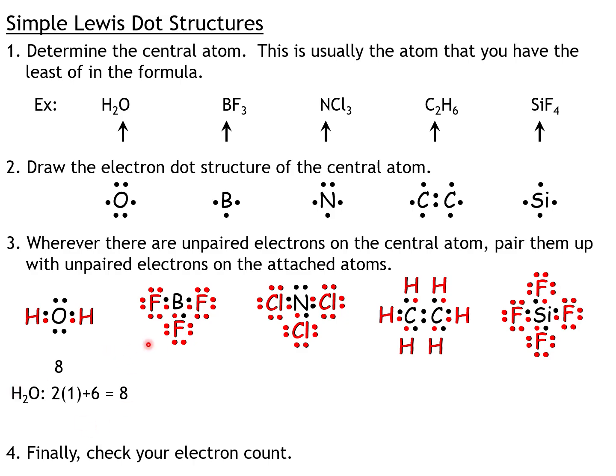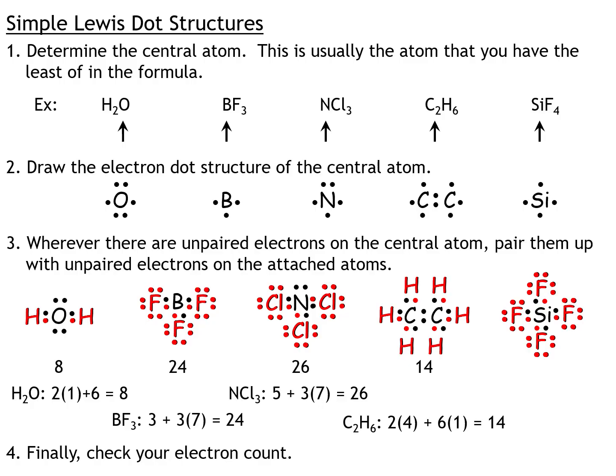Do the same thing for the BF3. Each fluorine has 8 around it now. 8 times 3 is 24. Do the math: we've got 3 from the boron plus 21 from the fluorines, giving us a total of 24 valence electrons allowed. And then we just finish it off. The nice thing about the simple Lewis dot structures is that your valence electron count should always pretty much work out because we're just matching up unpaired electrons. There's nothing weird about what's going to happen.